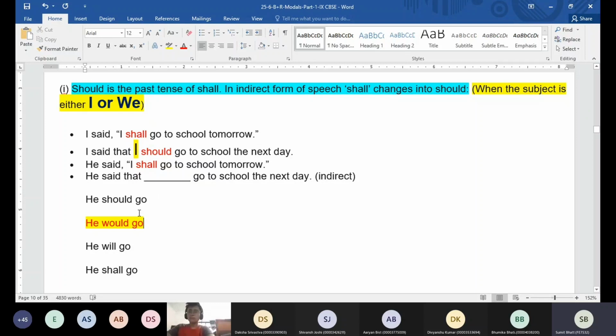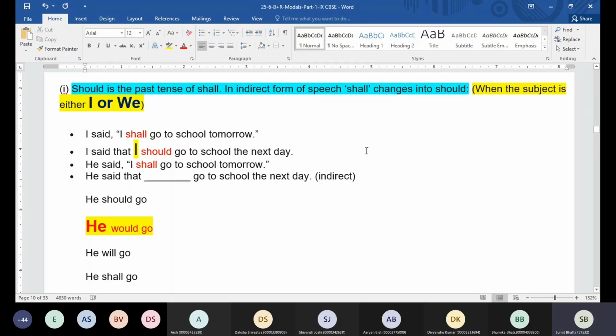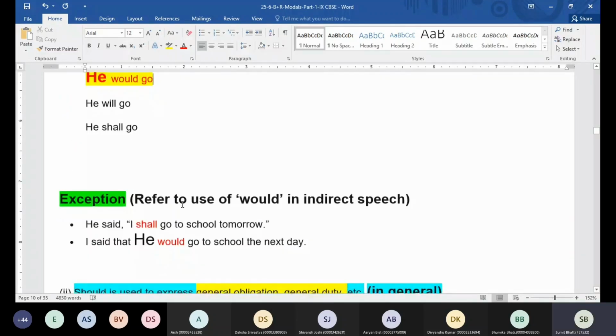The reason, guys, is because what's the subject here? He. That's the reason we are going to go for would here, not should. I and we will be taking which word? Should. And if you have any other subject than I and we after transformation, in that case, we are going to use would here, not should. I hope that is clear.